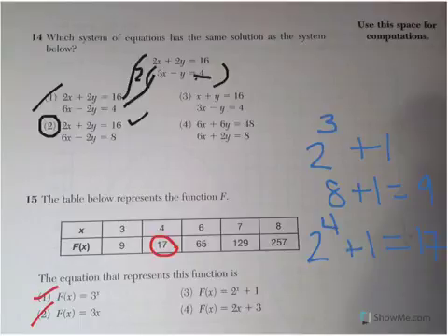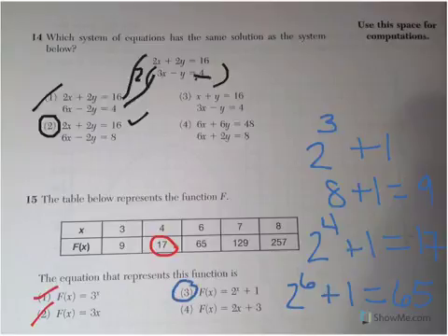If we keep moving, 2 to the 6th is 64. If we add 1, that gives us 65. And if I kept going, I'd find out that 2 to the 7th plus 1 is 129, and 2 to the 8th plus 1 is 257. So that means that choice 3 is your answer.